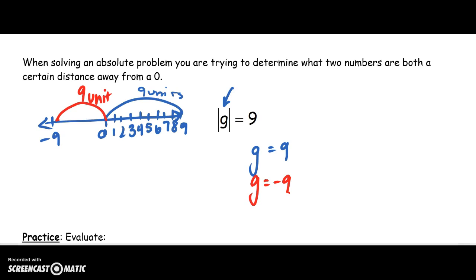Notice how there's two answers. There's two answers because if you were to put 9 in for G, you're going to get 9 as an answer like we did yesterday. If you put -9 in for G, so it'd be the absolute value of -9, what would you get? How many units from 0 is it? 9. So what we're trying to do is figure out what two numbers can go inside that absolute value to make this equation true.